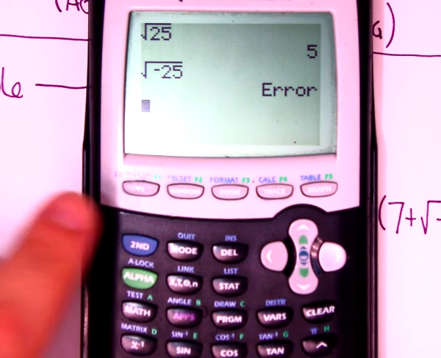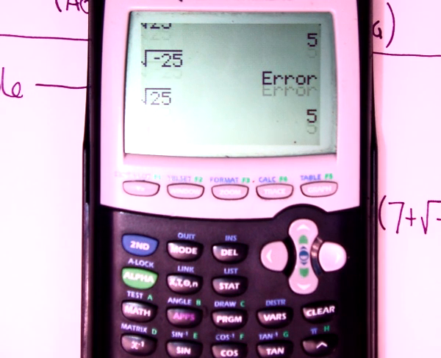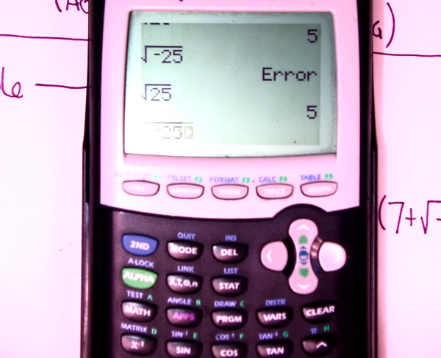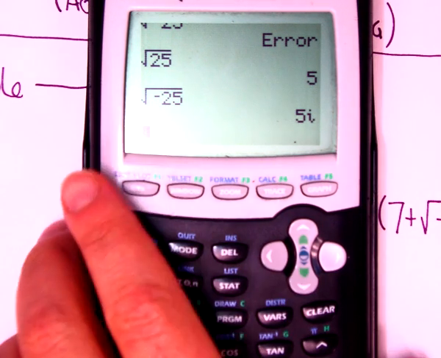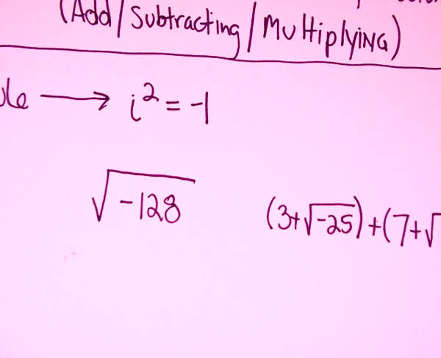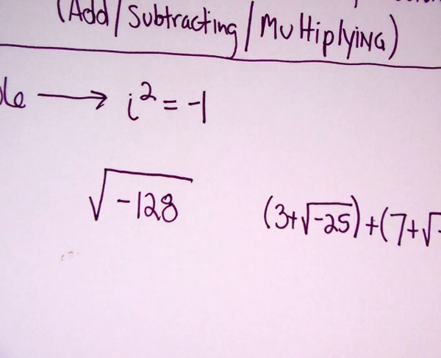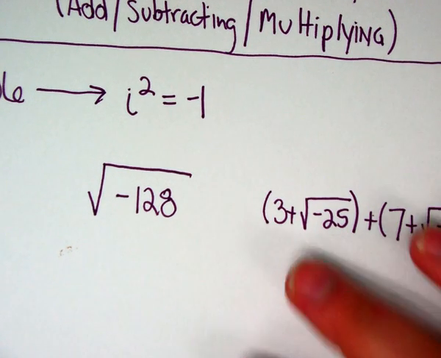And now when I do the square root of 25, it still doesn't change because 5 is always going to be real. However, the square root of negative 25, instead of getting an error, now we're going to get 5i. Why is this? Well, that stems from a golden rule when it comes to complex numbers, that i squared is always going to be equal to negative 1.